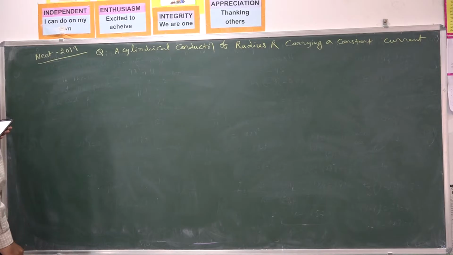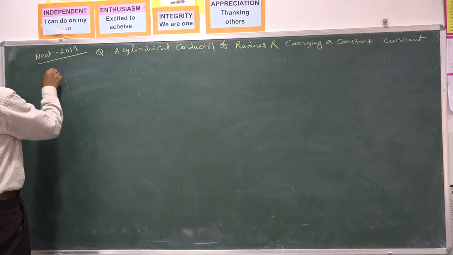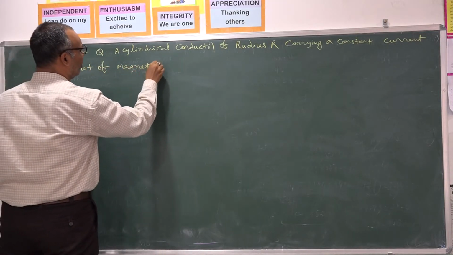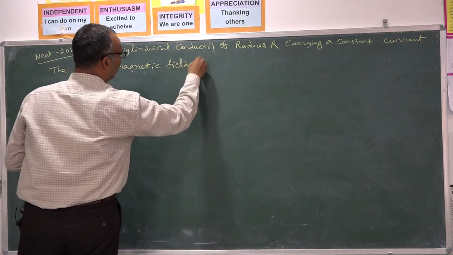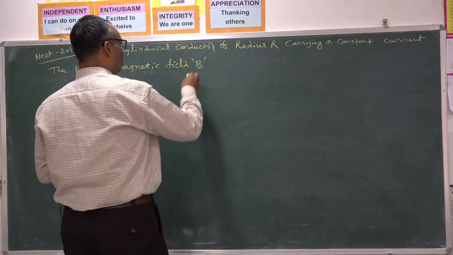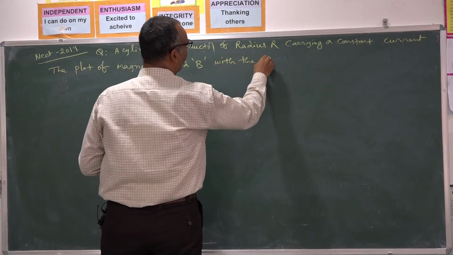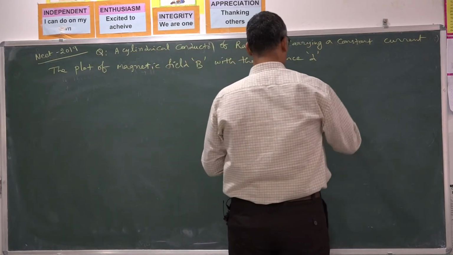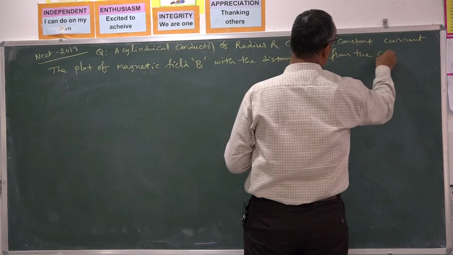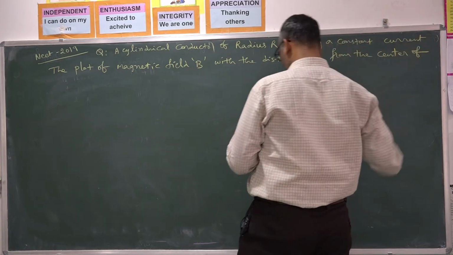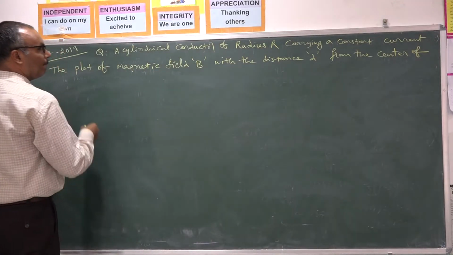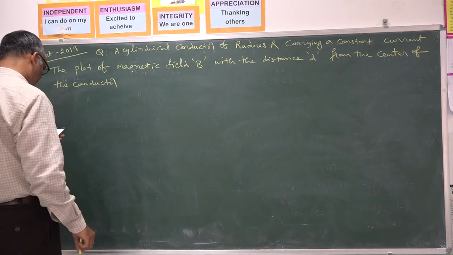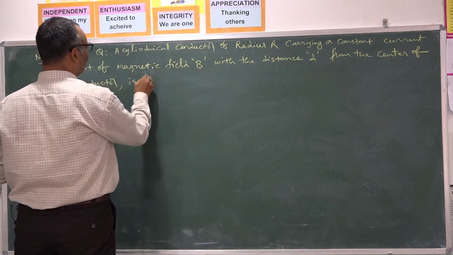the plot of magnetic field B with the distance d from the center of the conductor is correctly represented by.